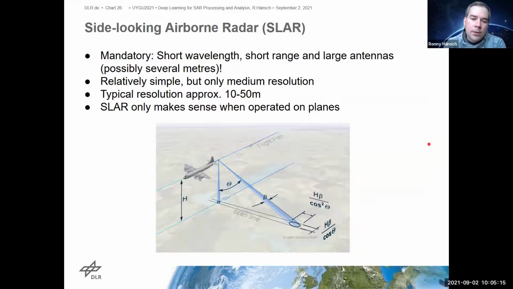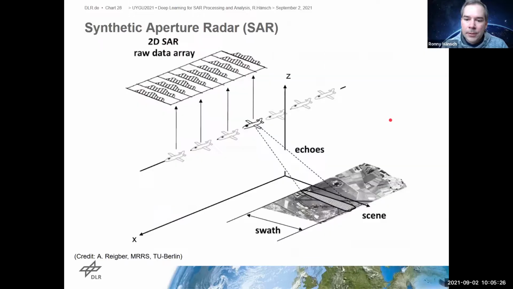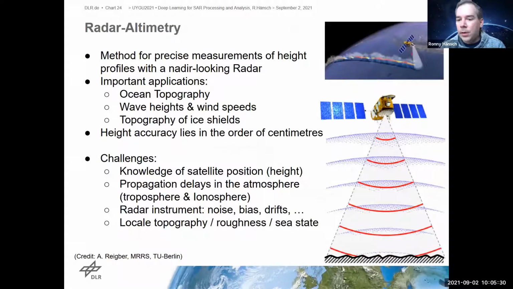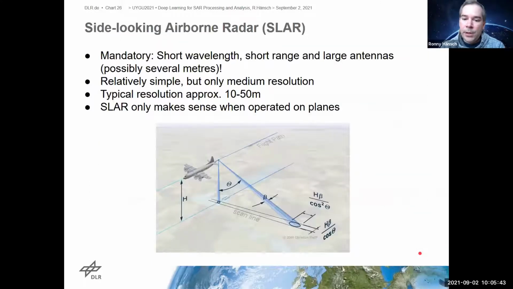Okay, so this was how to measure height, but we want to acquire images, right? And for acquiring images, we can't look just straight down anymore. So we can't have a sensor that looks like this, because then we can't distinguish anymore between a point here on the left-hand side and a point here on the right-hand side. So this is why for images, we need a side-looking radar.